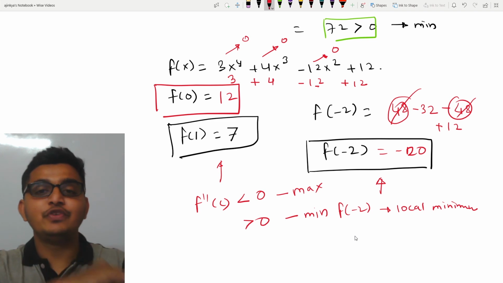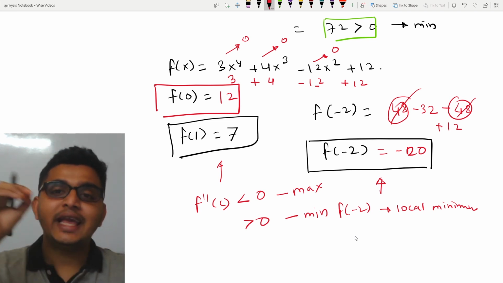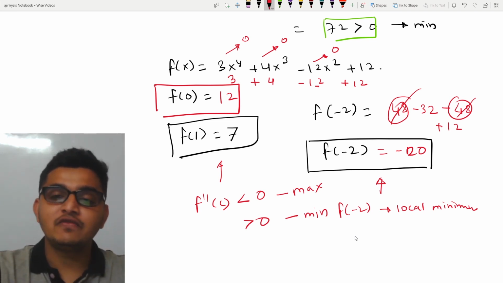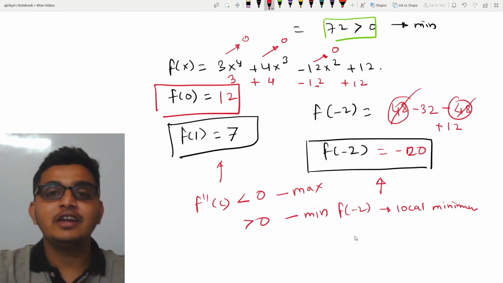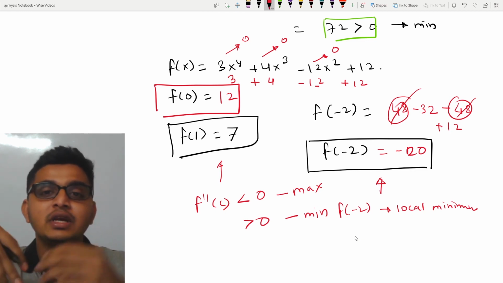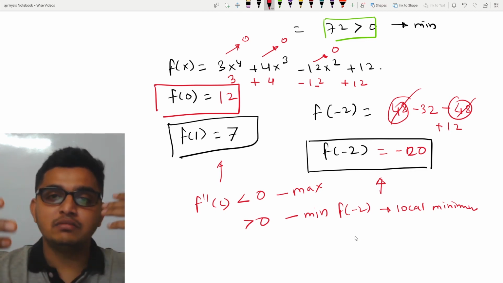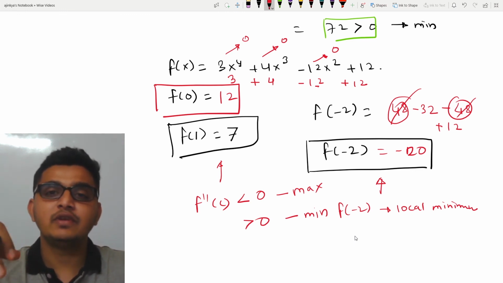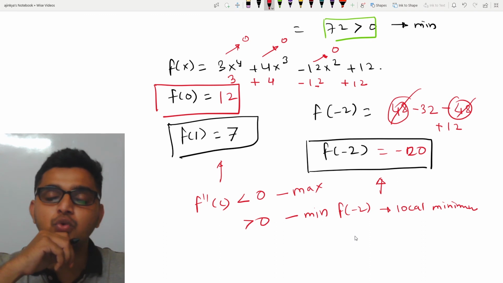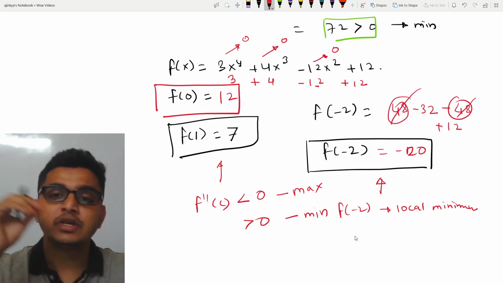So in the next video we are going to solve exercise 6.5 of NCERT, and we are going to go through the easiest ones and some variations which are given in the exercises, and we'll try to find out how we can do maxima and minima questions within 1 to 2 steps.